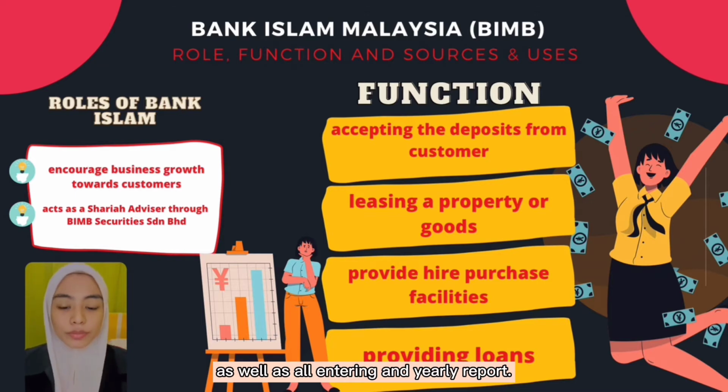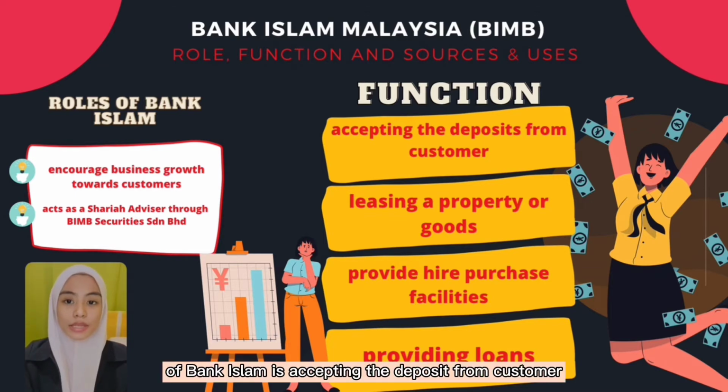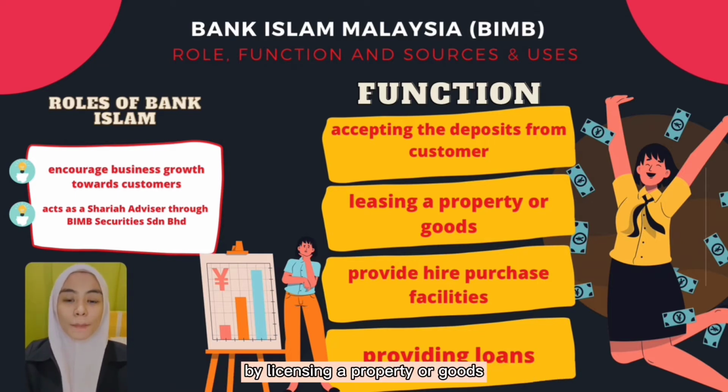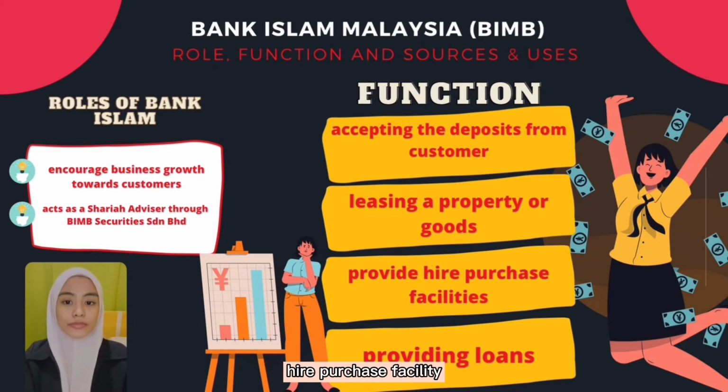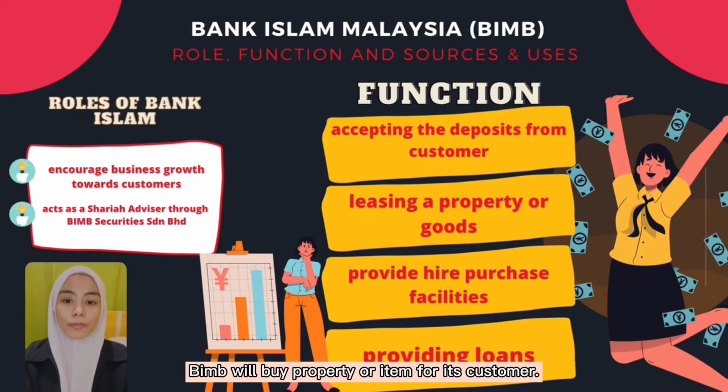and yearly reports. The function of Bank Islam is accepting deposits from customers according to Al-Wadiyah. Licensing a property or goods according to the principle of Al-Ijara is also a function of Bank Islam. In addition, a function of Bank Islam is to provide hire purchase facility according to the principle of Al-Takjiri. For example, BIMB will buy property or an item for its customer.